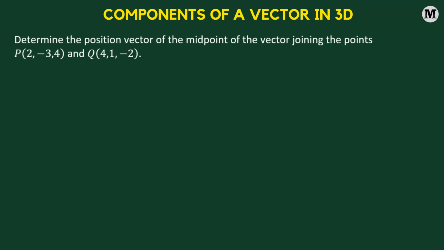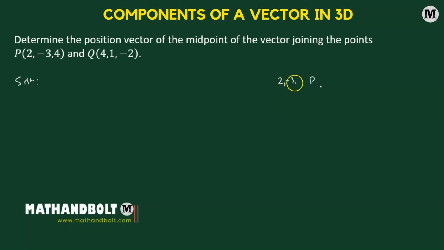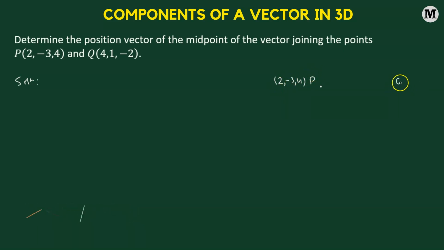Determine the position vector of the midpoints of the vector joining the points P and Q. Okay, let us begin. So here we have 2 points. We have the point P. It has the coordinates 2, -3, 4. And we have the other point Q. Q has the coordinates 4, 1, -2.